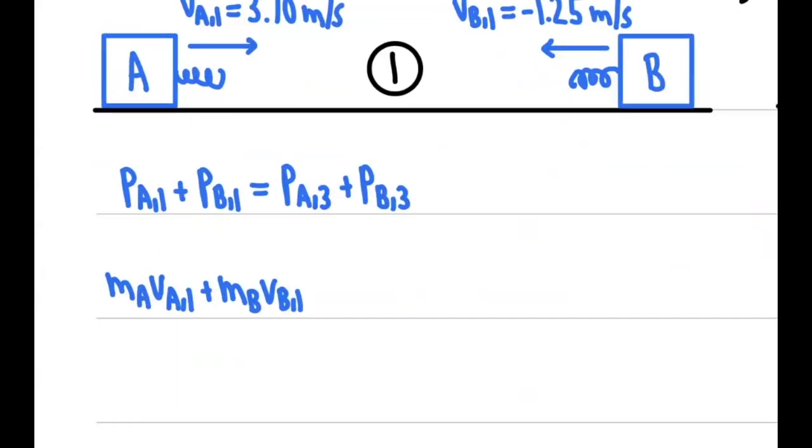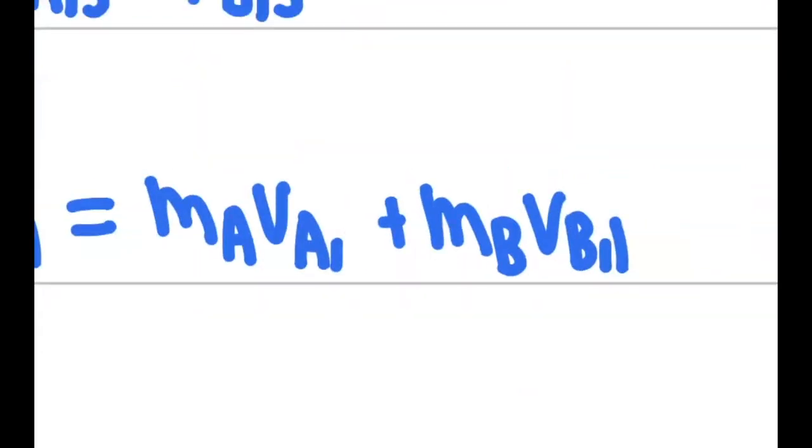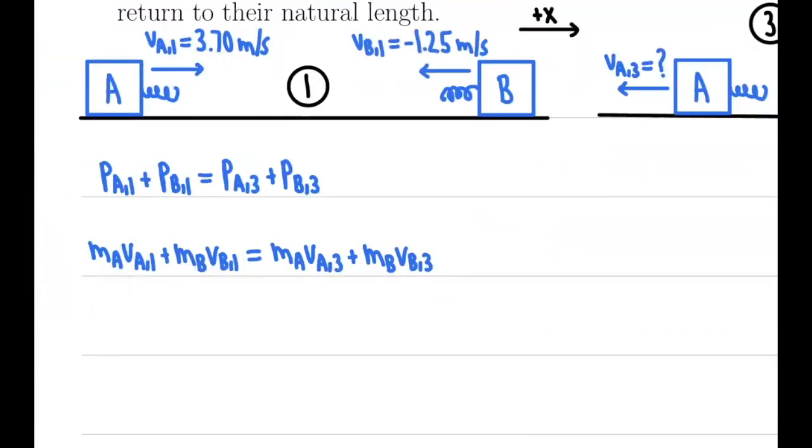So the left-hand side is MAVA1 plus MBVB1. And the right-hand side is the same thing, but the velocities are VA3 and VB3. So we have one equation with two unknowns. We don't know VA3 and we don't know VB3. So we need another equation. And that equation is going to be the conservation of energy equation.